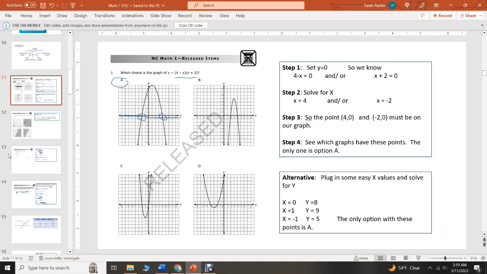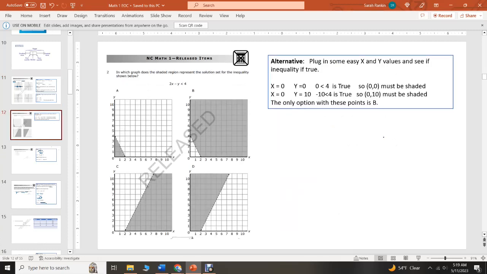All right, number 2 is a similar kind of question, only it's now inequalities. So if you remember, if it's less than or greater than, it's a dotted line. If it's greater than or equal to, or less than or equal to, it's a solid line. So this is less than, so they all better be dotted lines, and they all are, so that didn't help us one bit to eliminate anything.